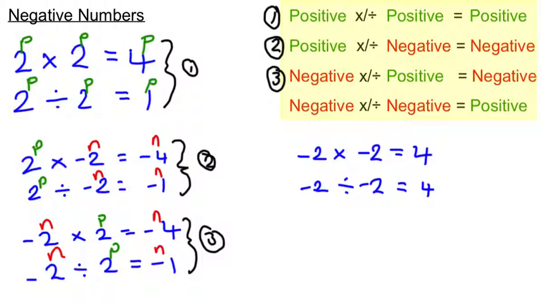So we have there a negative times by a negative equals a positive, and a negative divided by a negative equals a positive, and that is your fourth and final rule. And that concludes multiplying and dividing by negative numbers.